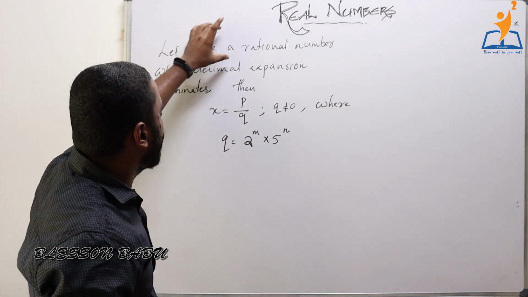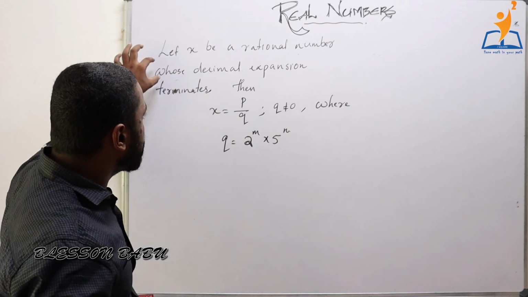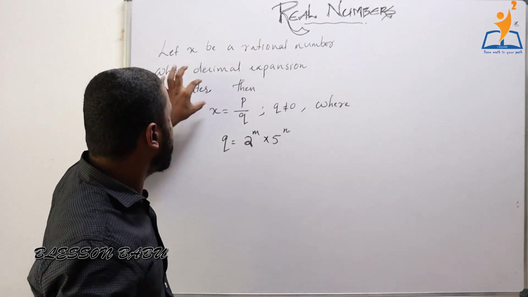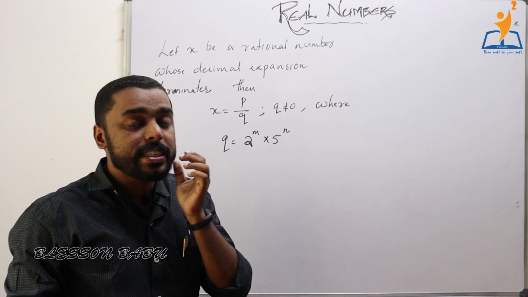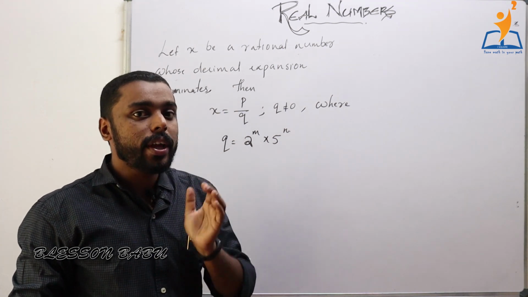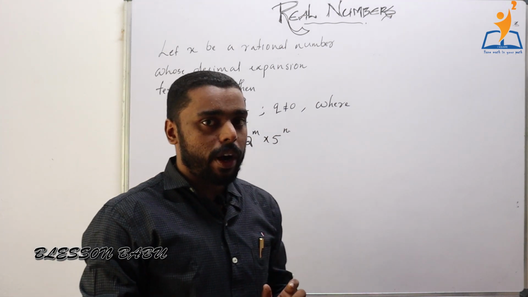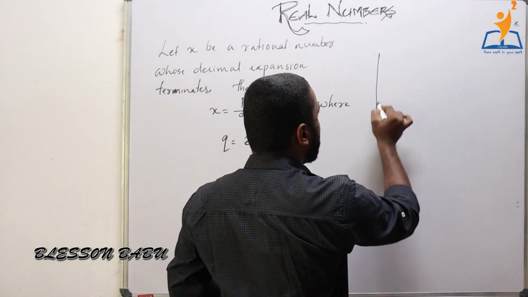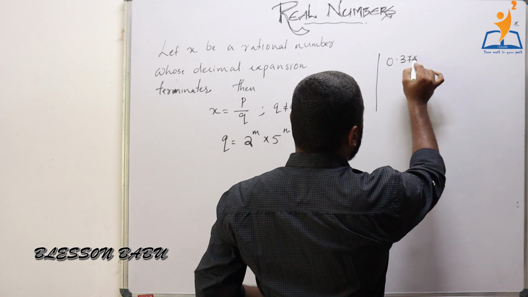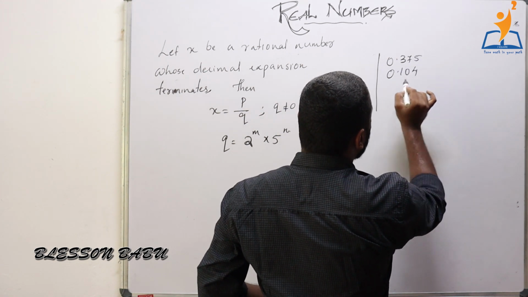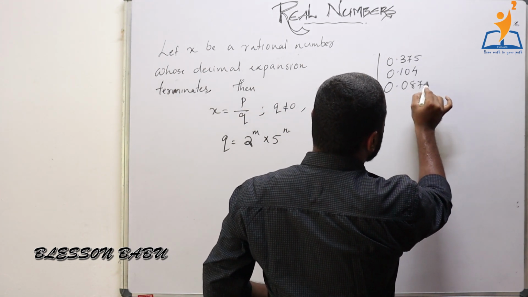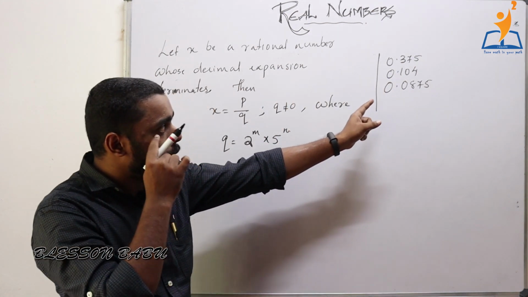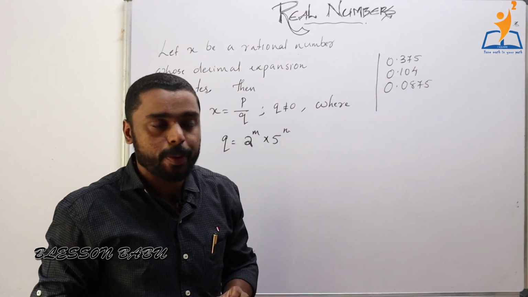Let x be a rational number whose decimal expansion terminates. In the previous example, we considered 0.375, 0.104 and 0.0875. Each of these numbers has a terminating decimal expansion.